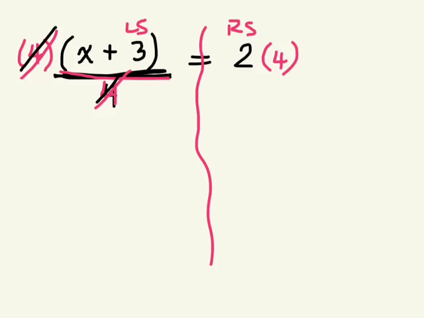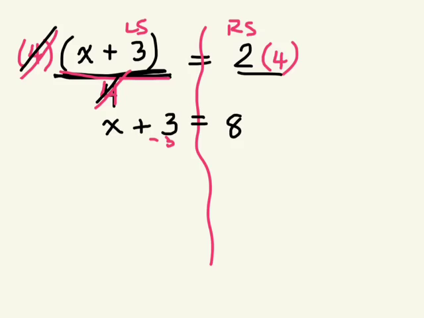What do I have left on the left side of the equation? What do I still have to work with? John? I still have my x plus 3. Right side of the equation? Tyreek? 8, good. I can simplify that. 2 times 4 is 8. I have x plus 3 equals 8. I want to get rid of this plus 3, so I take it away.